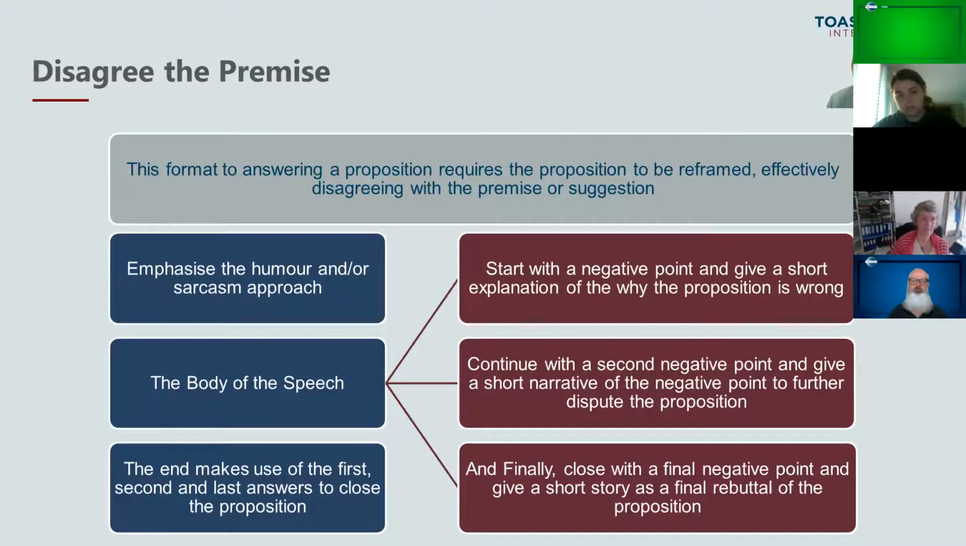Disagreeing with a premise is another way of using humor or sarcasm. It requires you to have the title as something completely different to what you want to argue for. And the body of the speech is about negative points and why the proposition is wrong. And you continue that building on with the second. And finally, a third and convincing rebuttal of the proposition. Use that in your closing statement and warn people about the title.